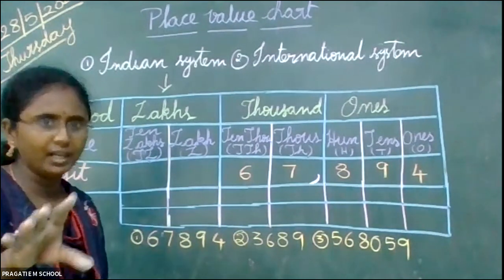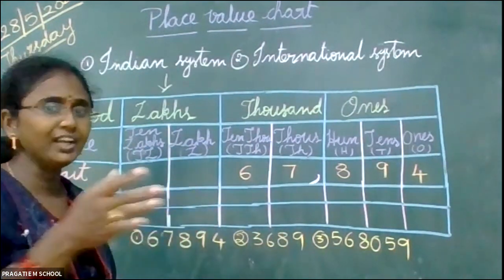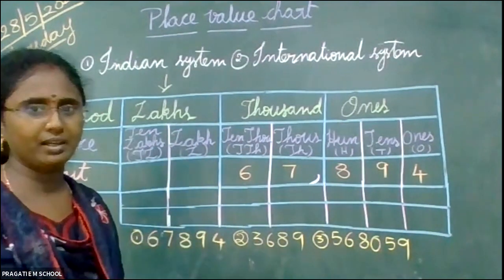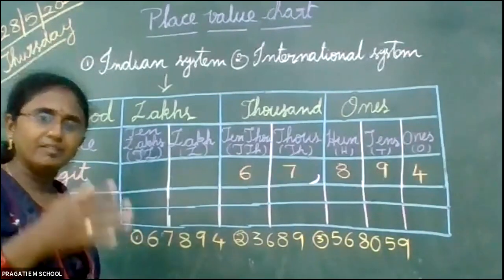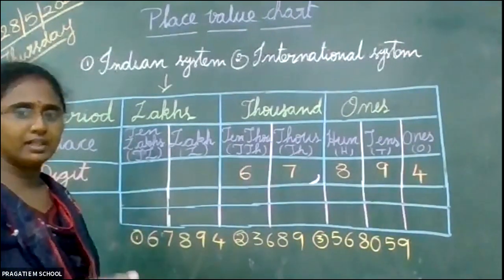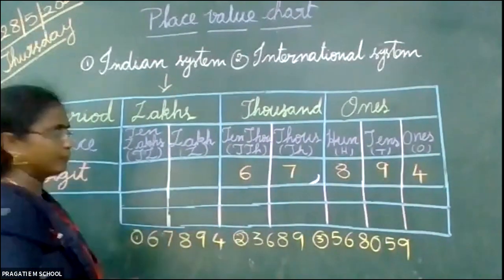Okay, children, now you have the idea about where you keep the commas. Now everyone get the idea? Where do you keep the comma? At the ending of every period, keep the comma, not in every place. Every period has some places. After every period you have to keep the comma.